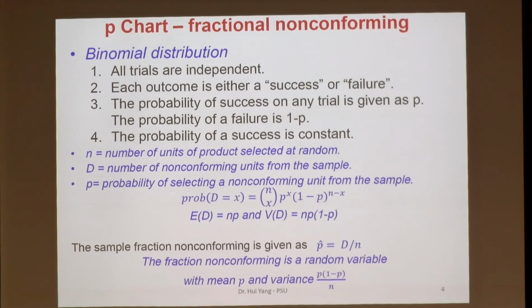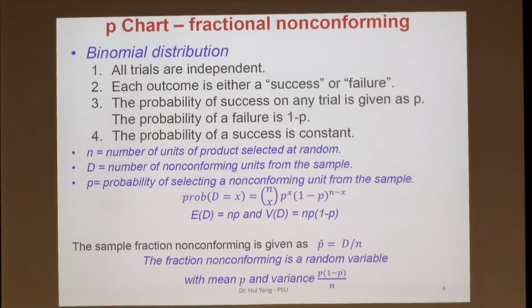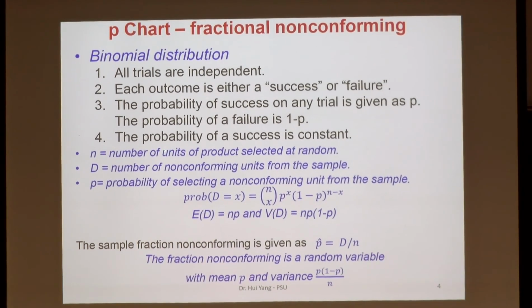So fraction non-conforming is actually derived based on the binomial distribution. The binomial distribution is what we discussed in 322. So all trials are independent. Each outcome is either a success or failure. The probability of success on any trial is given as P. The probability of failure is 1 minus P. So the probability of success is a constant. So those are the 4 elements of a binomial distribution.